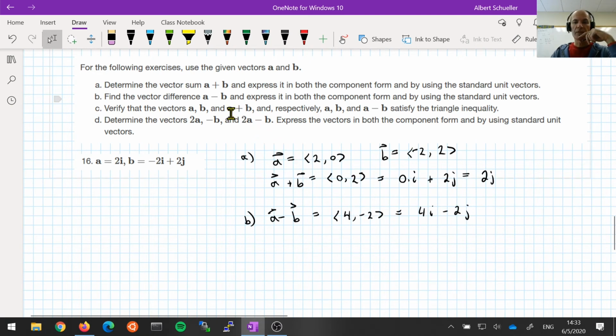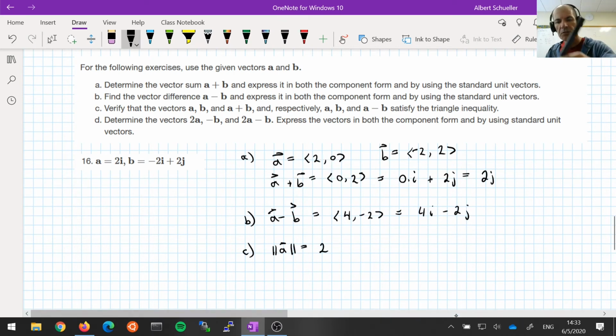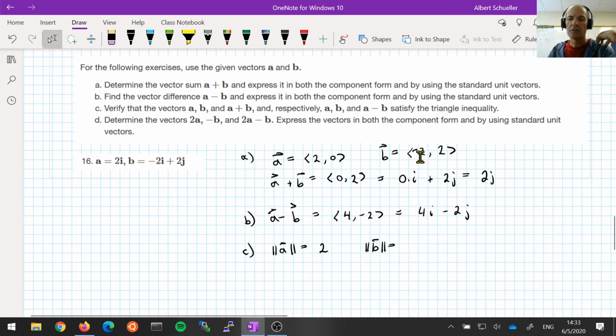All right, verify that the vectors a, b, a plus b, a minus b satisfy the triangle inequality. This is really an exercise in computing some magnitudes. Let's find the magnitude of A. A is 2, 0, so the magnitude of that is going to be 2. The magnitude of B is going to be 2 squared plus 2 squared is 8. Square root, that's going to be 2 root 2. And then finally the magnitude of A plus B is going to be 2.